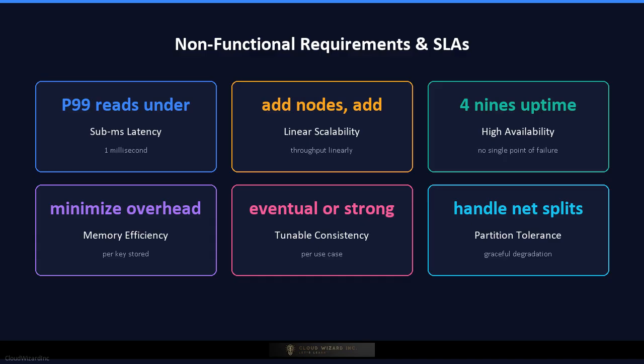The system must be horizontally scalable to hundreds of nodes and terabytes of in-memory data. Data consistency should be tunable. Some use cases tolerate eventual consistency, while others need strong consistency through synchronous replication. Memory efficiency matters because RAM is expensive. The cache must minimize overhead per key and support memory pressure handling gracefully. And finally, the system must handle network partitions and node failures without data loss or prolonged unavailability.